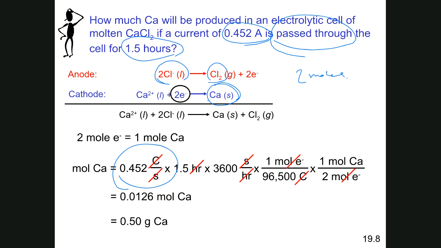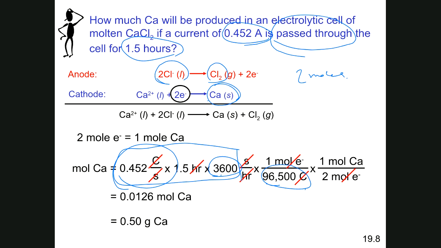1.5 hours. Each hour is 3,600 seconds. So we multiply that by 3,600 to get into seconds. So this is the total number of coulombs that we are getting. If we have the coulombs, then we want to change that to the number of moles of electrons. Every mole of electrons requires 96,500 coulombs. This is per mole of electrons.